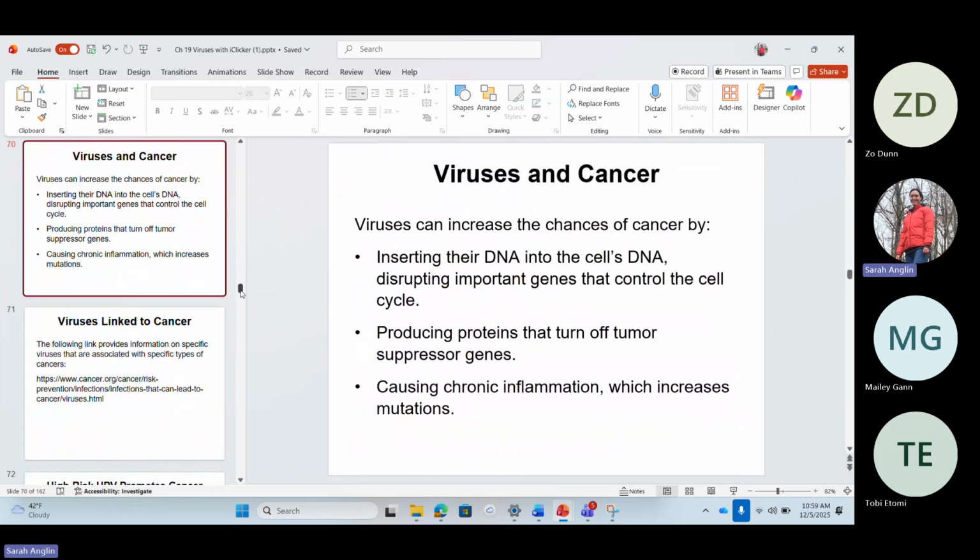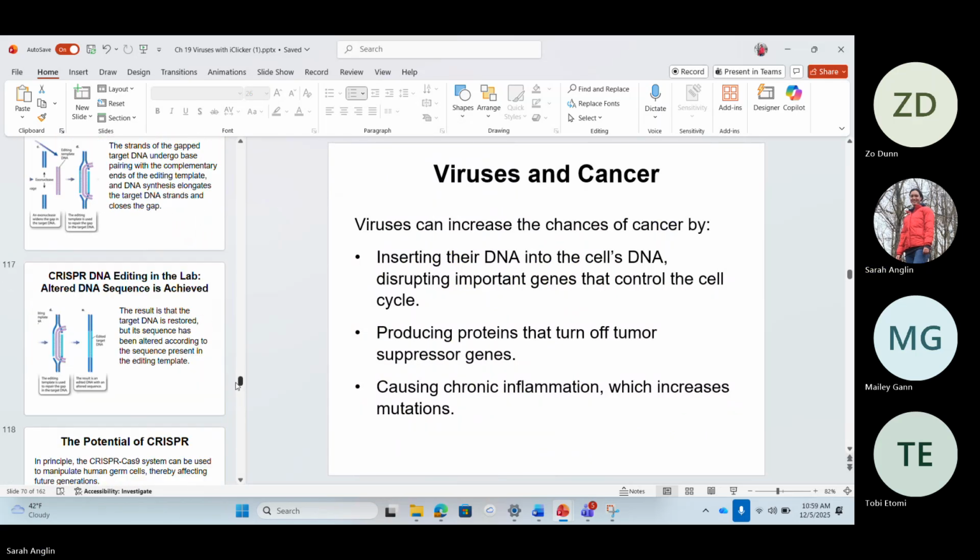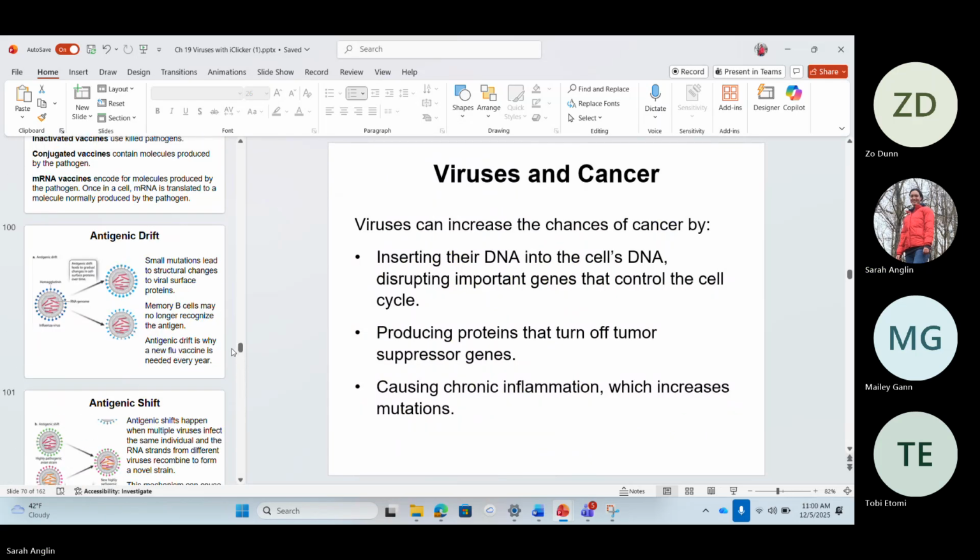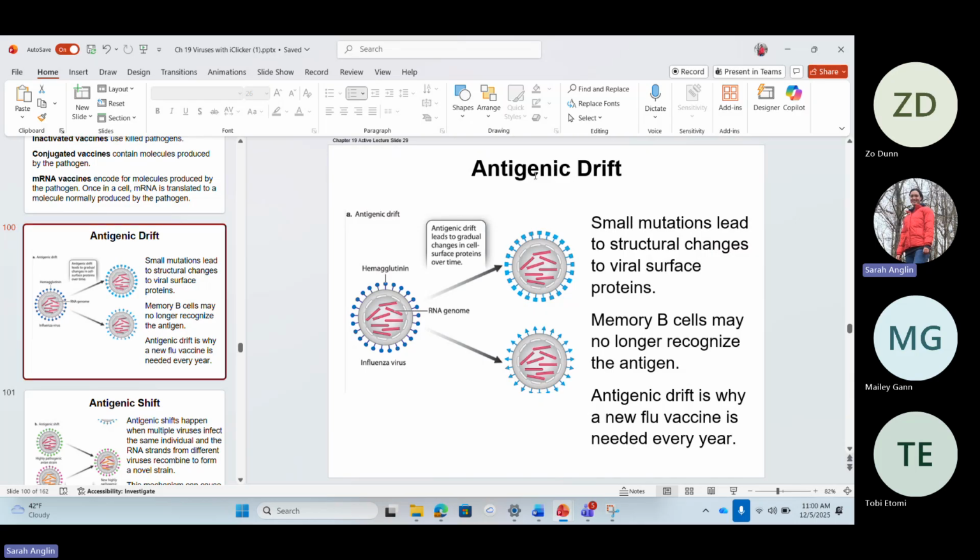Now, I have a page at the very bottom on antigenic drift. That's what we call it whenever the genome within the virus mutates and produces a protein that has a slightly different shape. So think antigenic drift whenever you're thinking about those small changes to the genome, producing those different shape proteins, which allow this mutated virus to escape our immune system, because our memory B cells no longer recognize the antigen.